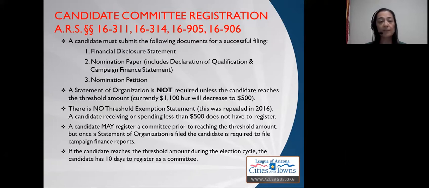Now, we do have some candidates who are just accustomed to registering and want to register in an effort to be transparent, or maybe they think they're going to reach a threshold and they don't want to worry about it later, so they just want to register now as a committee, and that's perfectly fine. Just once they actually file that statement of organization, they are required to file their campaign finance reports. Now, if a candidate does reach that threshold amount at a certain point, they have 10 days to register as a committee.